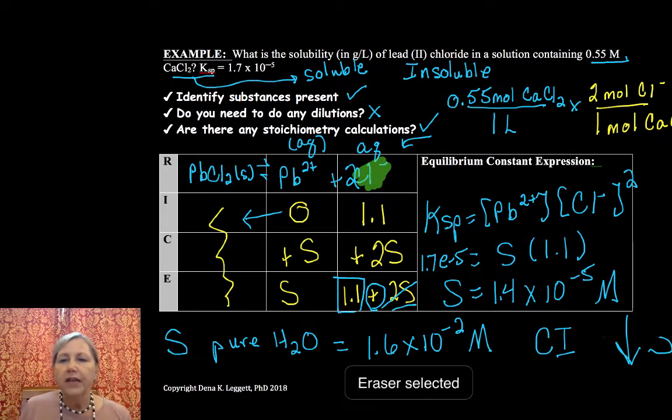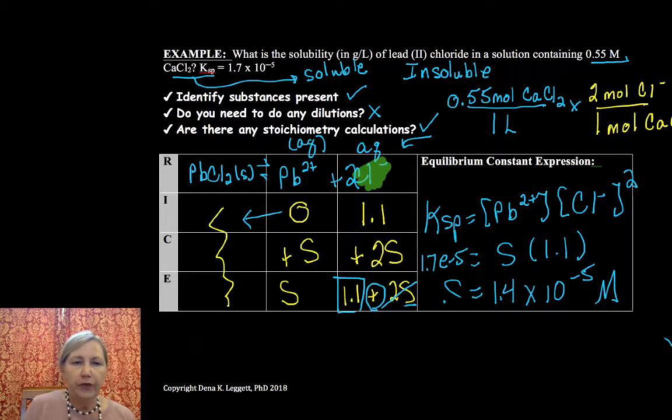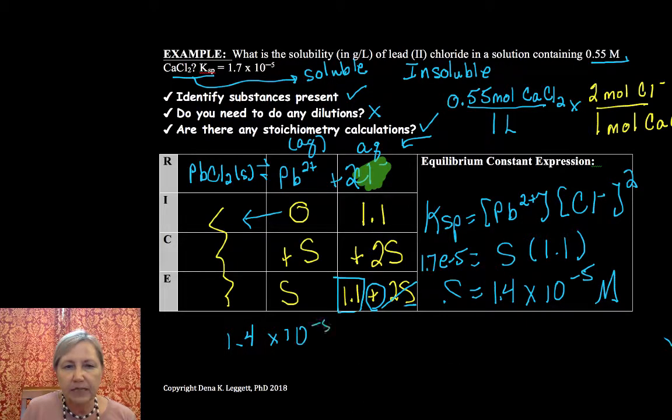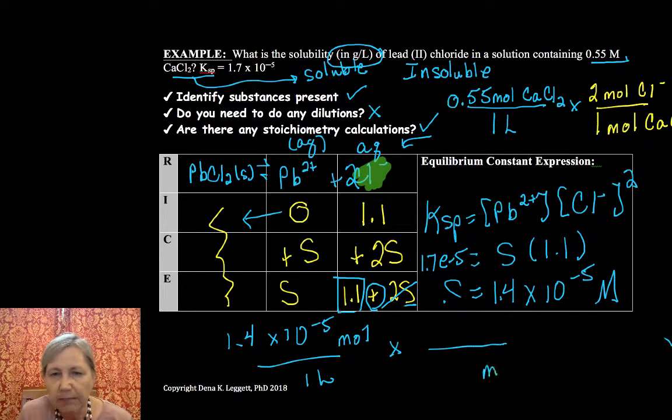Okay. Now, the other question that was asked, just to keep reviewing a few concepts, is this: my solubility is 1.4 times 10 to the minus fifth moles per liter. The question asked for the solubility in grams per liter. So I have to eliminate moles and go to mass. Moles to mass, use molar mass.